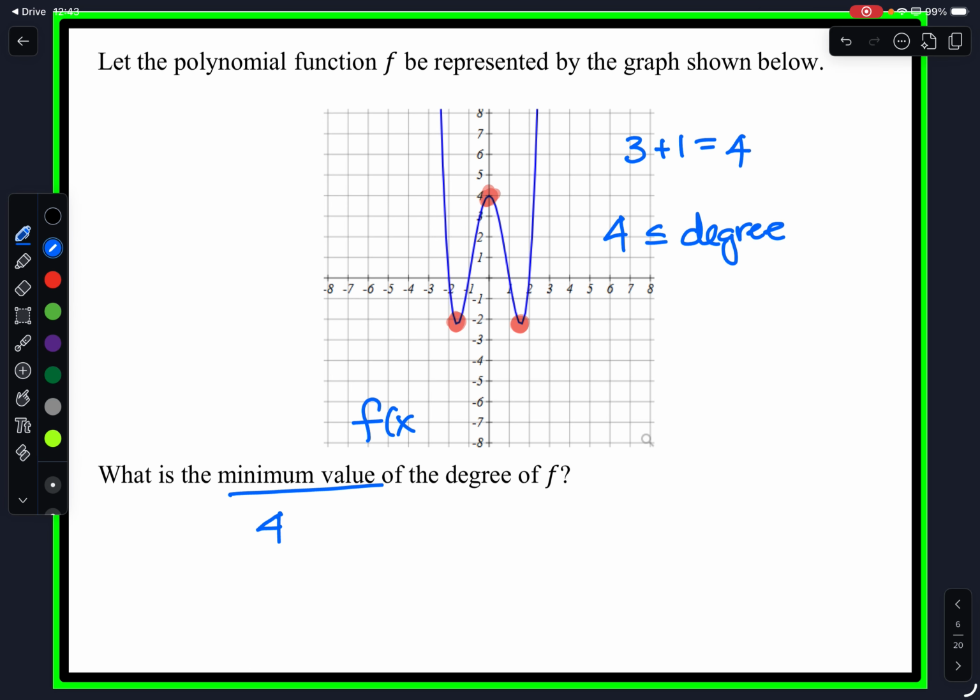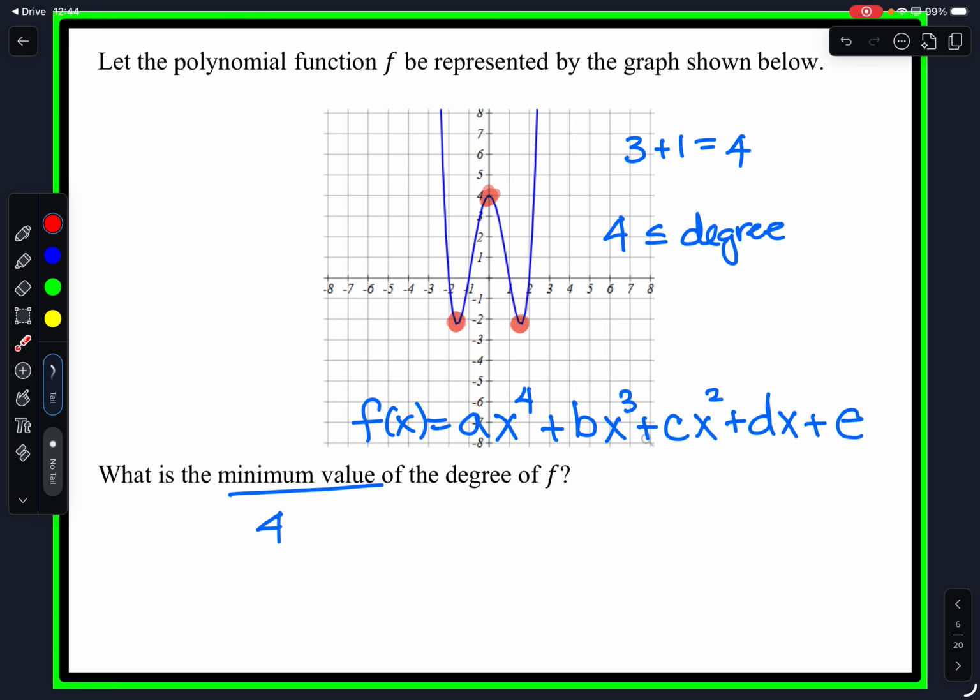Meaning that the equation for this would have to be some value of a times x to the power 4, plus some value of b times x to the third power, some value of c times x to the second. We'll use the letter d times x, and then a constant at the very end. We'll just call it e. Now, some of these numbers could be 0, and we might not have some of these terms there. But in terms of a minimum, the smallest degree would have to be 4.